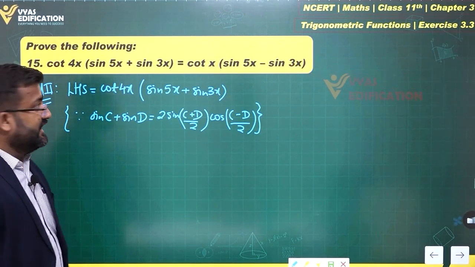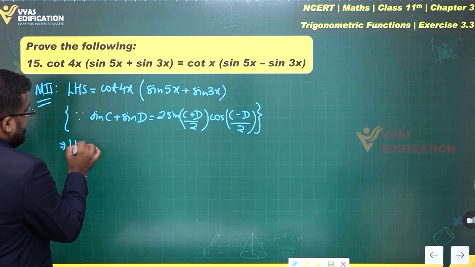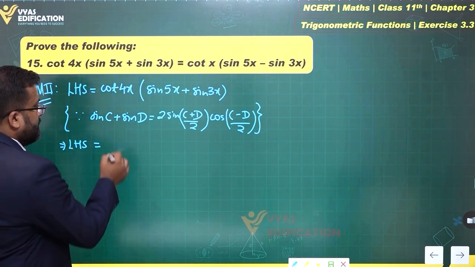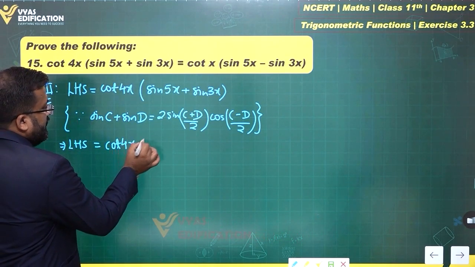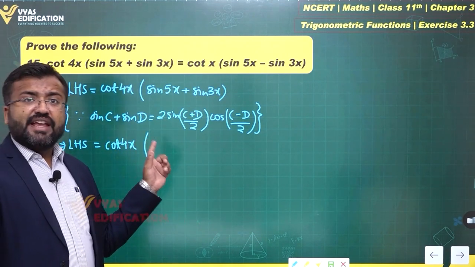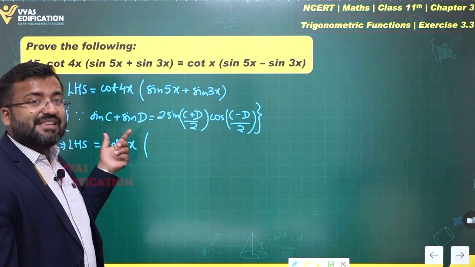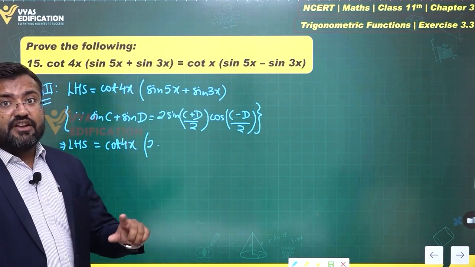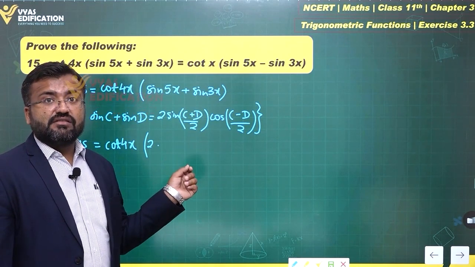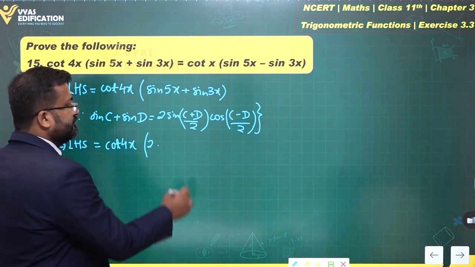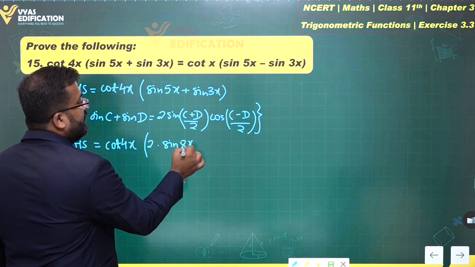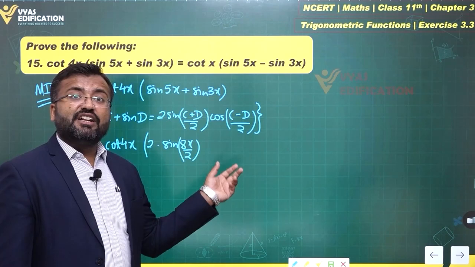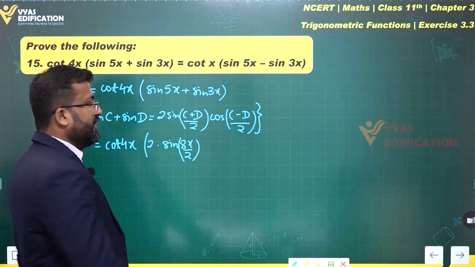Yes. This is the identity. So which gives me LHS will be equal to what? The cot 4x will remain as it is. What about this? This is sine 5x plus sine 3x, which is similar to sine c plus sine d. This will convert to 2 times sine of c plus d by 2, sine 5x plus 3x by 2, that is sine 8x by 2. Cos of 5x minus 3x by 2, which is cos of 2x by 2.